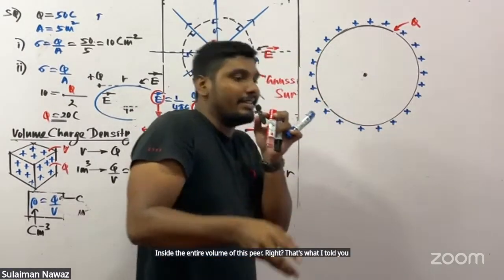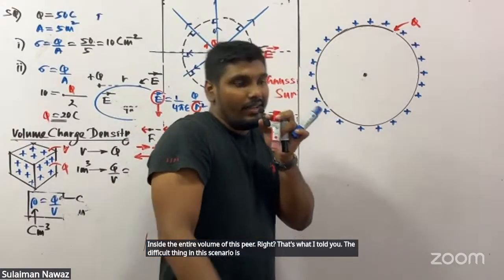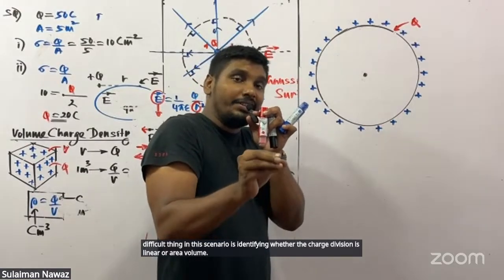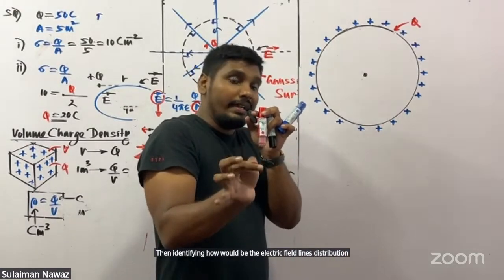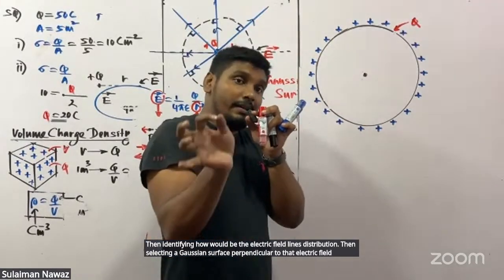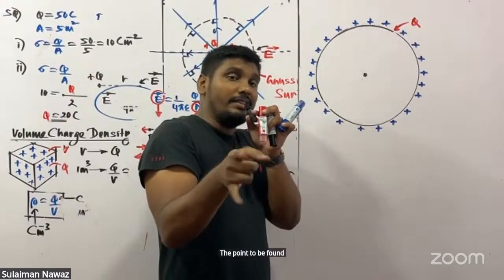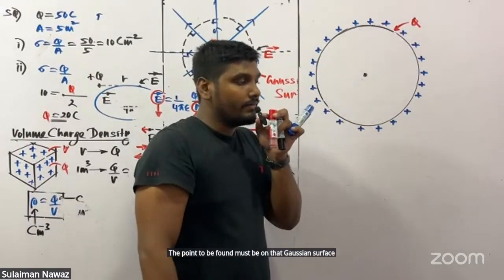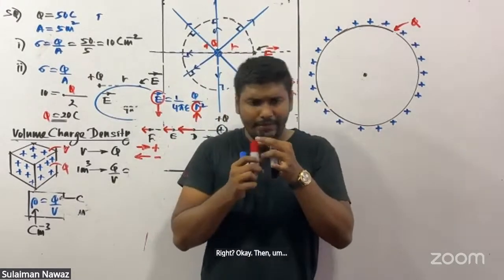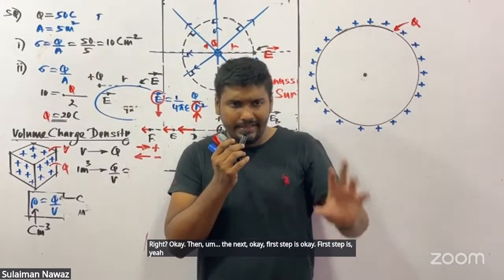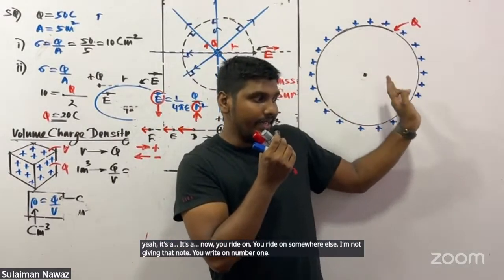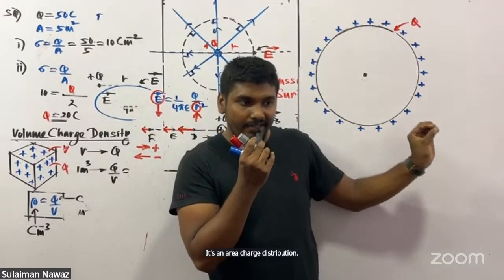The difficult thing in this scenario is identifying whether the charge distribution is linear or area or volume. Then identifying how the electric field lines are distributed. Then selecting a Gaussian surface perpendicular to those electric field lines, with the point to be found on that Gaussian surface. That is the difficult thing. Okay, first step: you write down number one, it's an area charge distribution.